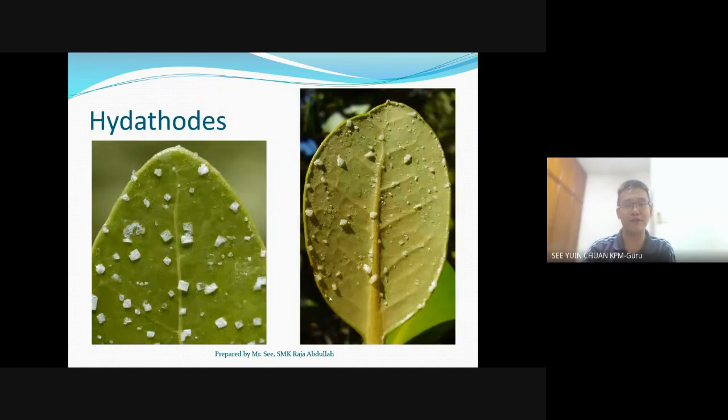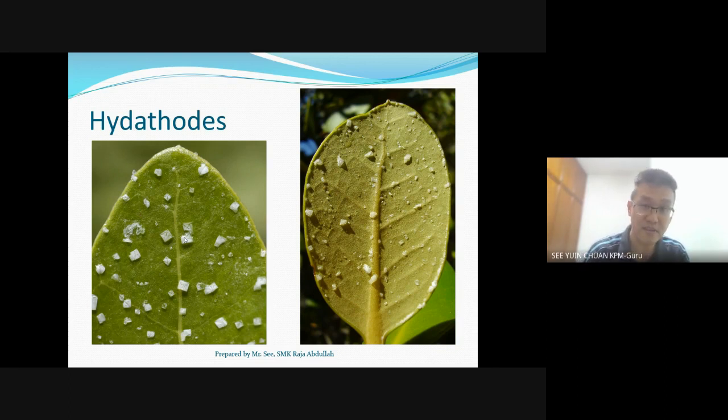Same for hydathodes. And when you look into the diagram now on your screen, teacher, what are those crystallized substances on the leaf? Yes, what are they? Hydathodes? No. The crystallizing is not hydathodes. Oh, these are the salt. The salt. Yes, hydathodes are the tiny holes on the leaf, and when the water contains salt, it leaks out from the leaf, and the water evaporates. These are the salt that is left behind as a crystal.